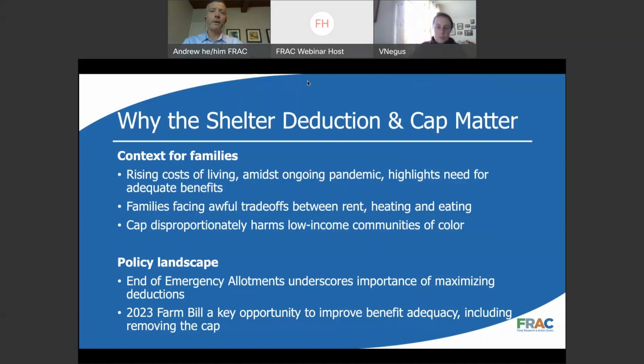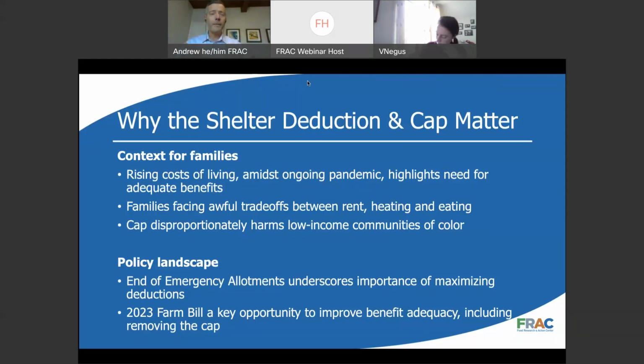And as Vicky will explain, and I'm really appreciative of their research here, this is an issue of racial justice and the cap's disproportionate harm on low-income communities of color who face even higher burdens of rents and other costs of living. And just a piece on the policy landscape, and we'll come back to this at the end.